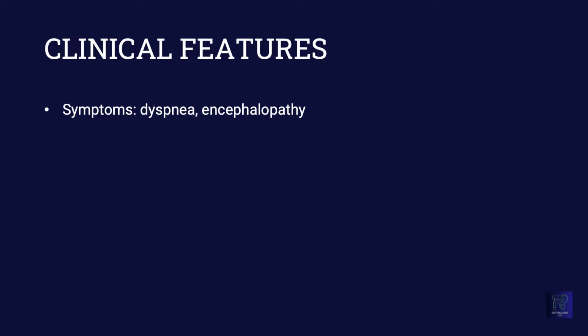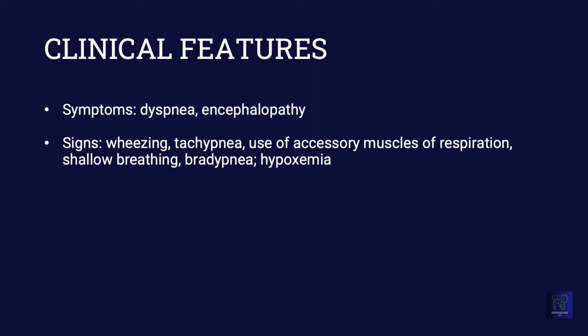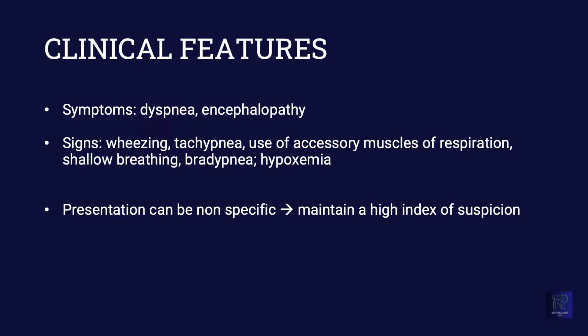The main symptoms of hypercapnia are shortness of breath and altered mentation. Signs are usually related to the underlying disease. For example, when it occurs in the context of COPD exacerbation, you may notice wheezing, tachypnea, use of accessory muscles of respiration. When it occurs in the context of opioid overdose, for example, you may see shallow breathing, decreased respiratory rate. It also may be associated with hypoxemia.